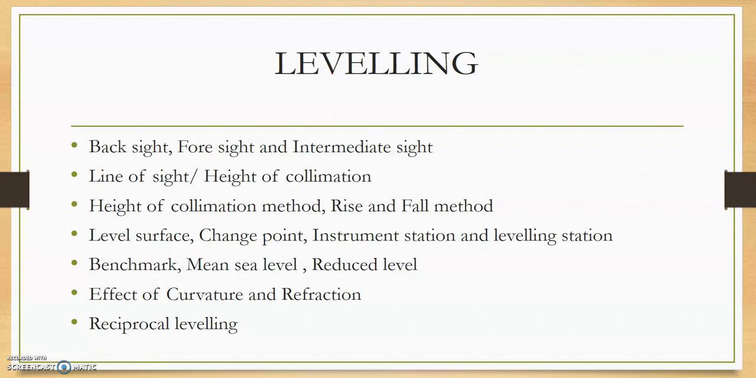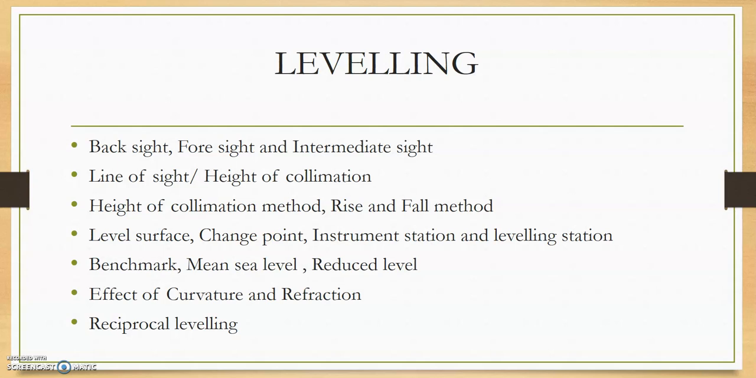Next, level surface. Our earth has a level surface. When water is poured into some particular shape, the water maintains the same level, hence it is a level surface. The best example is water stagnating in particular places, like water in a lake or in a pond. This is an example of a level surface.